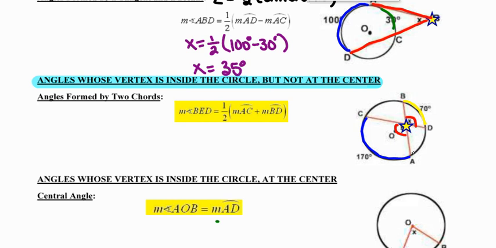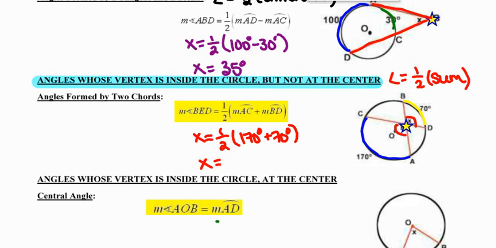The way that I'm going to account for this is I'm going to take an average of those two arcs. So anytime I have an angle whose vertex is inside the circle, I'm going to find the angle measure by taking half of the sum of the two intercepted arcs, or in other words, the average of the two intercepted arcs. So in this instance, the measure of angle BED, or x, is going to be half of the sum of 170 and 70, or in other words, half of 240, which I'm thinking is 120.